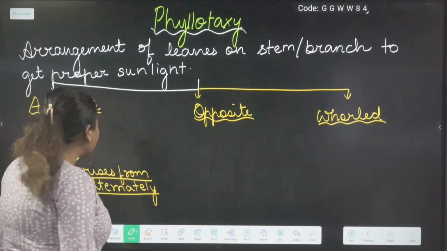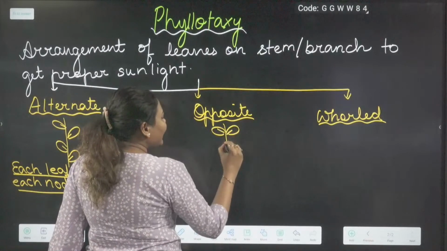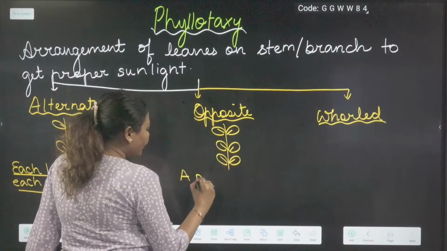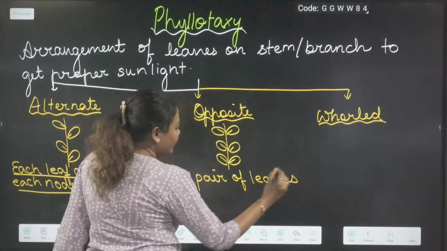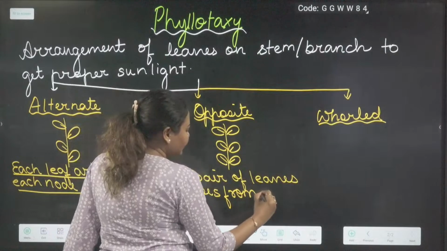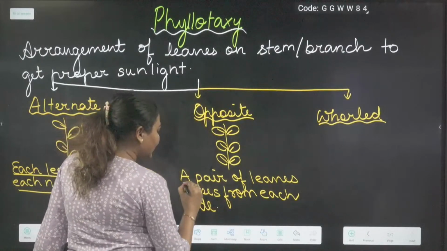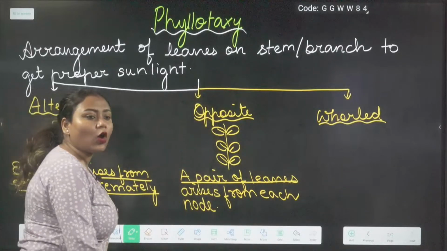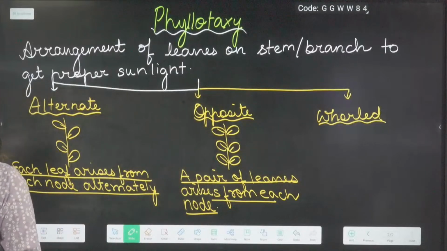Next is opposite Phyllotaxy. What is opposite Phyllotaxy? At each node there will be a pair of leaves. One leaf arising from each node alternately is alternate Phyllotaxy, but when a pair of leaves arises from each node, this is known as opposite Phyllotaxy.